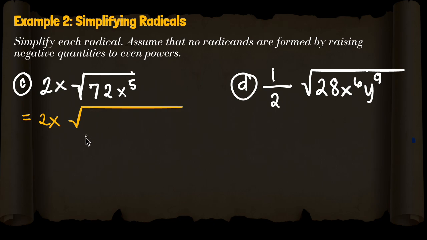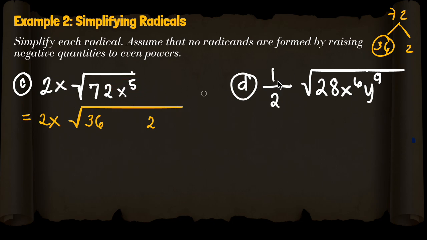So, what is the greatest perfect square factor of 72 first? When you get the factors of 72, we can write 36 times 2. Right? 36 times 2 is 72. And 36 is a perfect square. So we can write 36 here times 2 here. Then, finally, we get the perfect square factor of x raised to 5.